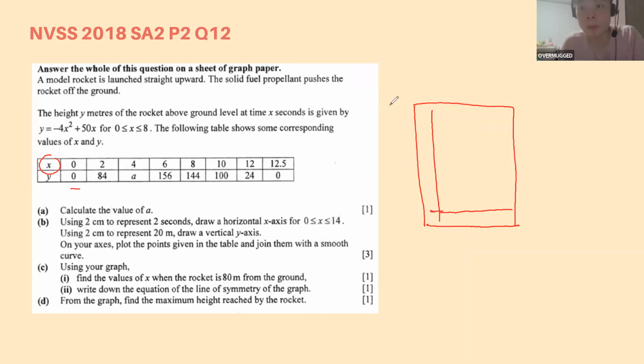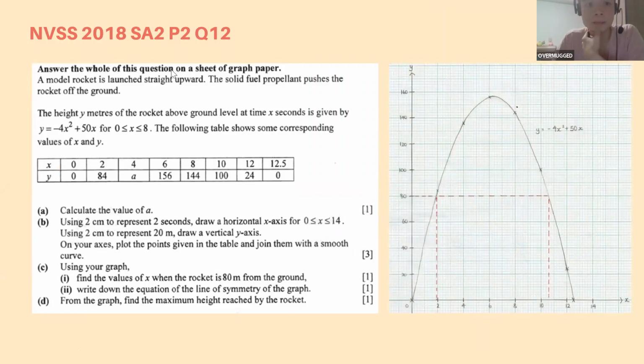So before you actually plot the scale or the axis, always look at where you should position your graph. Do you have negative values? Do you have positive values? And then you count over here. So 2 cm is actually one big box that contains 10 small squares. And then yeah, smooth curve. It will look something like that.